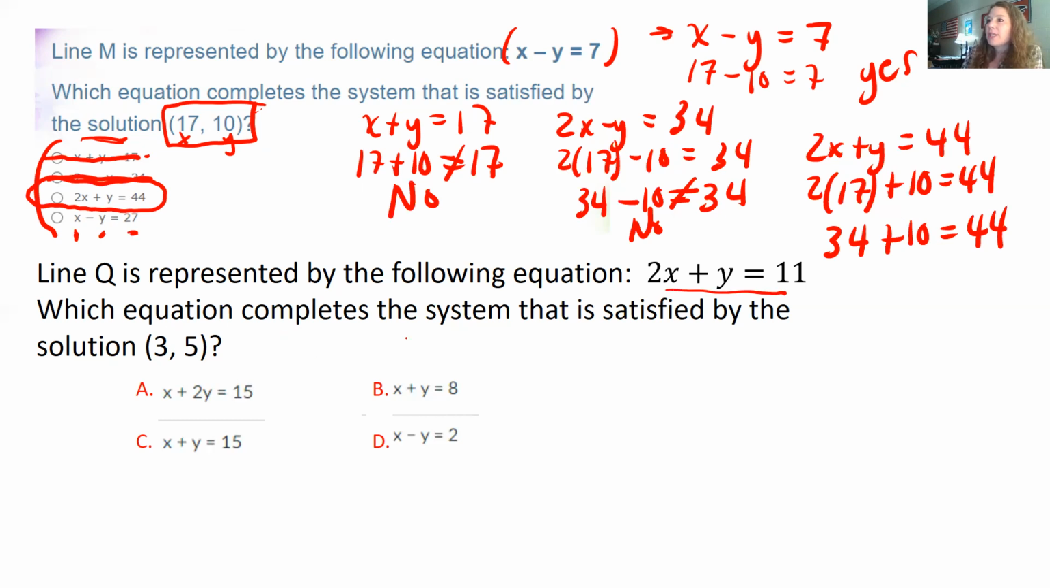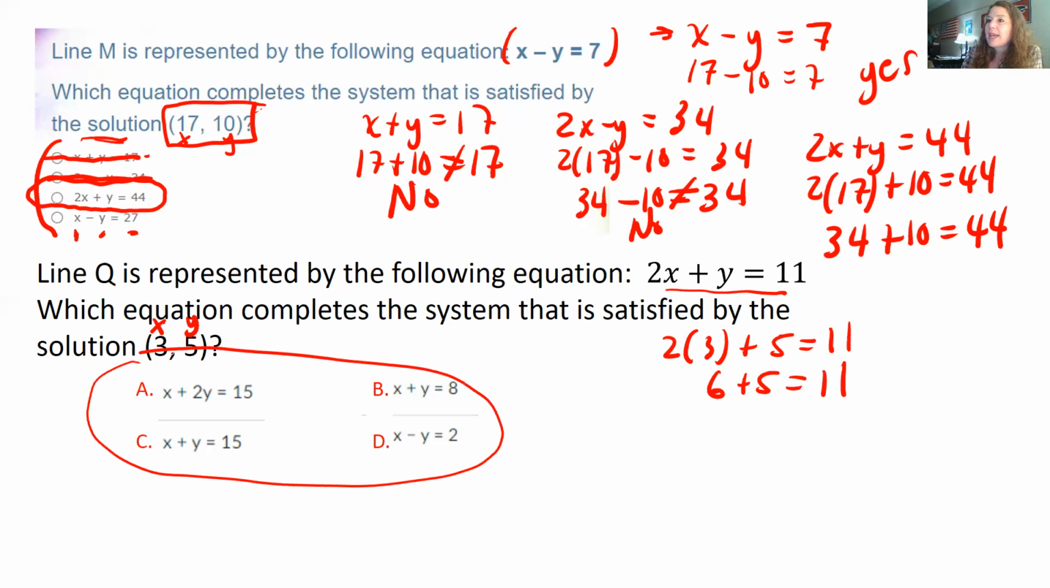Line Q is represented by the following equation. Which equation completes the system that is satisfied by the solution 3, 5? Okay, same type of question, right? So x is 3, 2 times 3 plus 5 is y. Well, I know that's true. 6 plus 5 is 11. So I'm trying to find out which of these is going to also be true with x equals 3 and y equals 5.